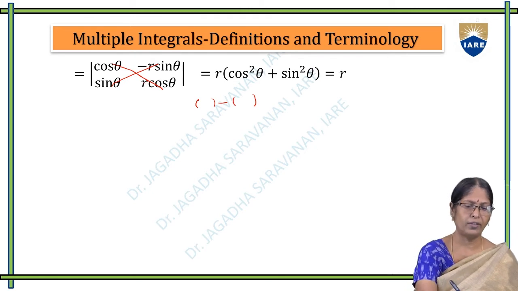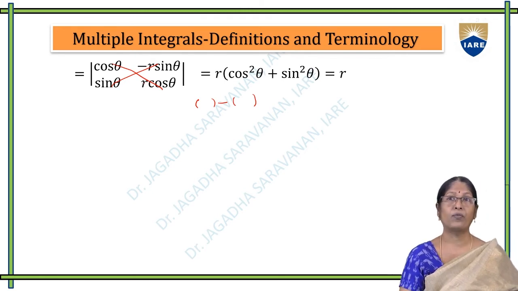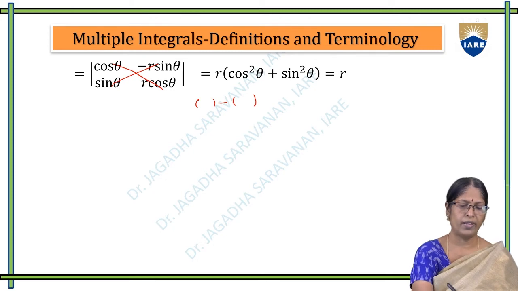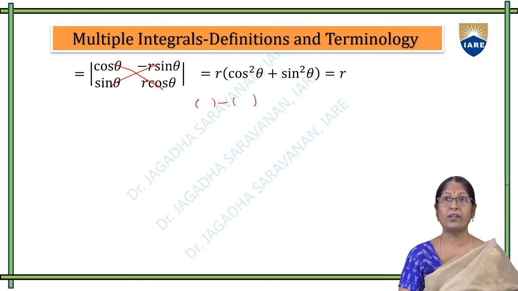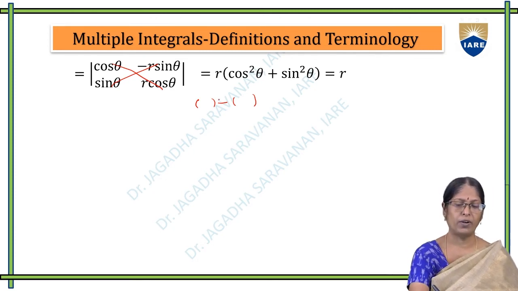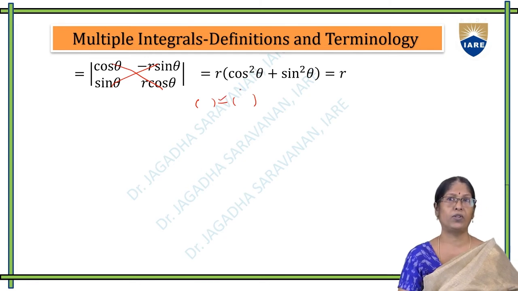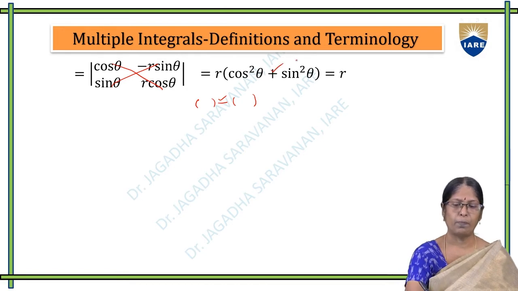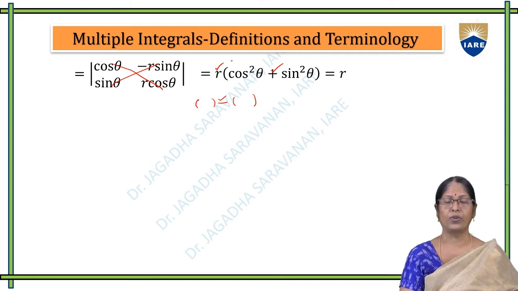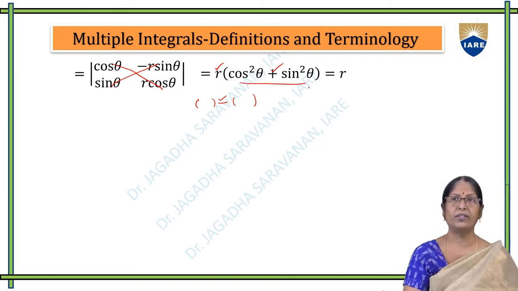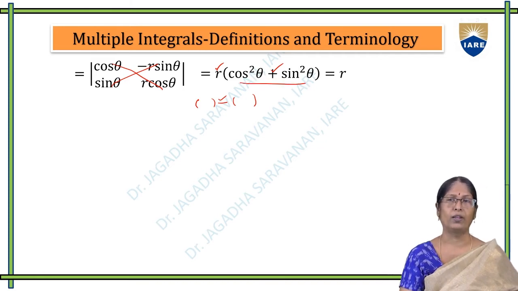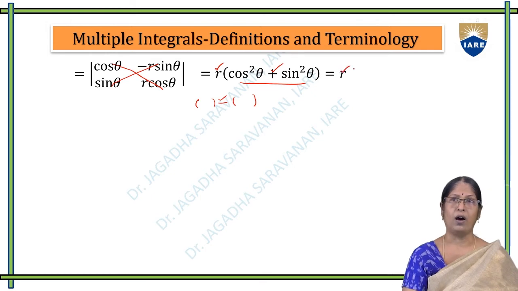So we obtained this multiplication, r cos square theta. Already here the multiplication is minus r sin square theta, but the negative symbol outside is dominating, so it has become plus sin square theta. R, which is common, we have taken out. This is the trigonometric identity, we know it very well: cos square theta plus sin square theta equals 1. So 1 into r, r.